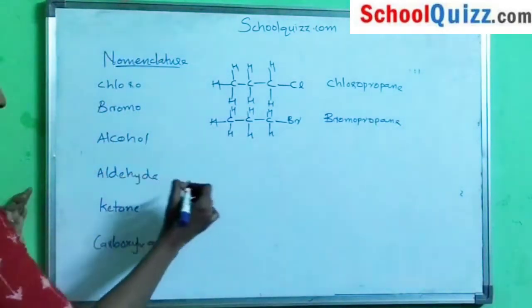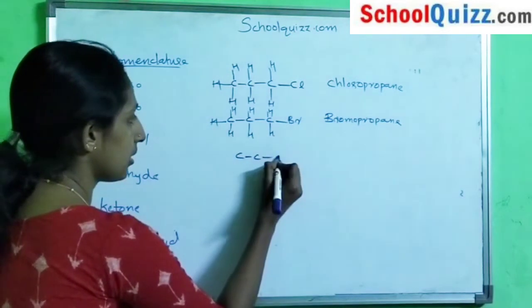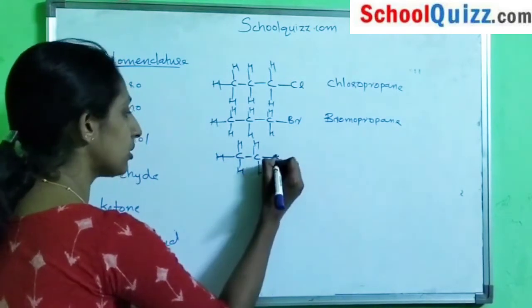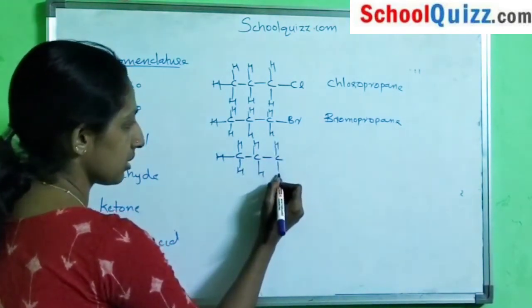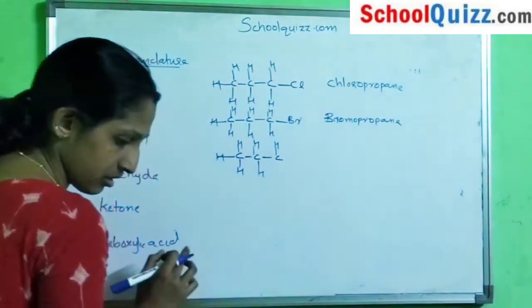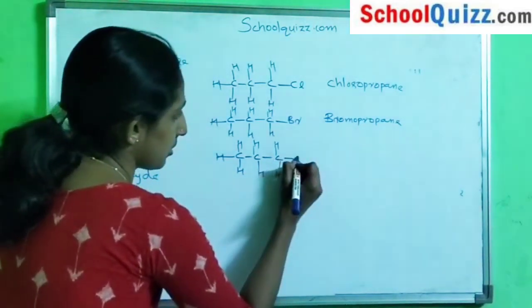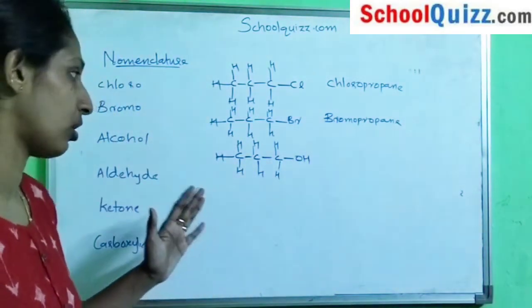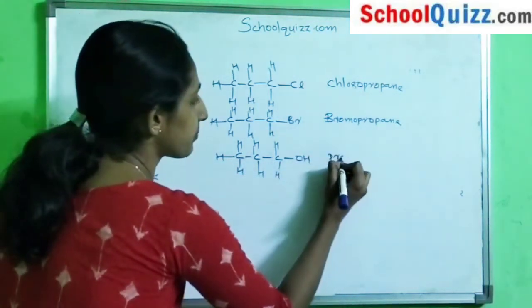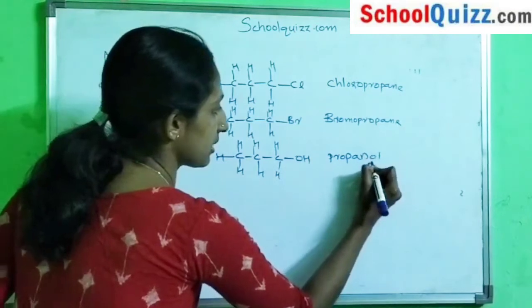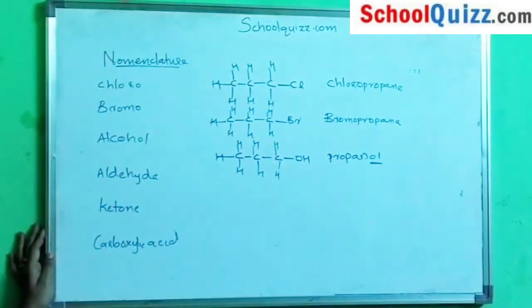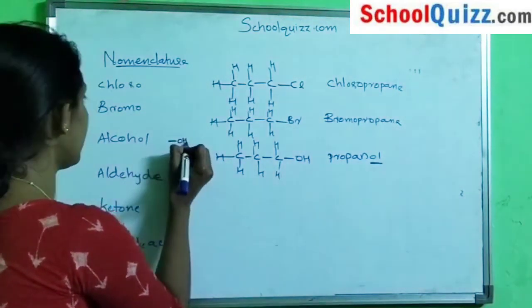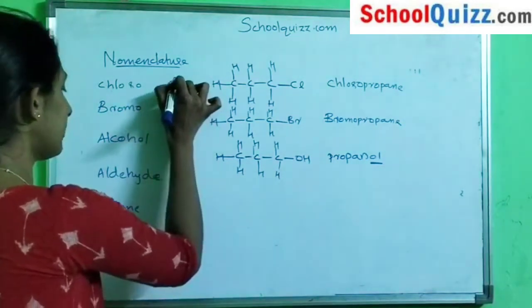Next is alcohol. So we can draw the carbon chain and substitute a hydrogen by an OH group, that is the functional group of alcohol. So its name is propanol. Next we can take an aldehyde. We can write this functional group here. It will be easy to understand.